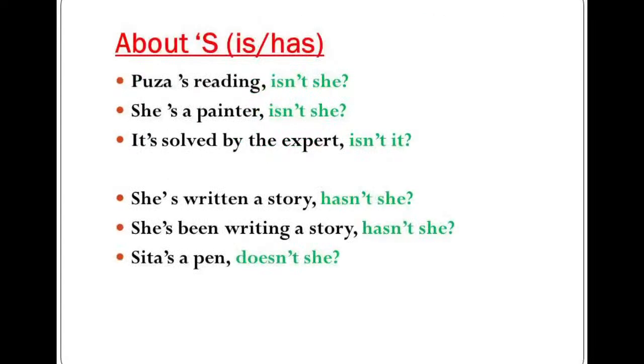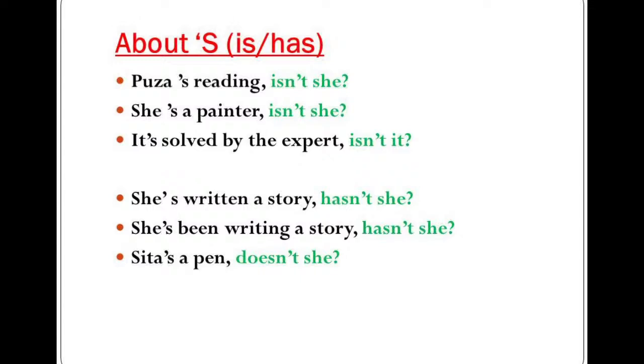Yes, with is and has. While pronouncing, you can notice this, but in written form sometimes you might get confused. Pooja is reading, that is why the tag is isn't she. She is a painter, that is why the tag is isn't she. Look very carefully: apostrophe s sometimes becomes is, sometimes it becomes has. It is solved by the expert, isn't it?